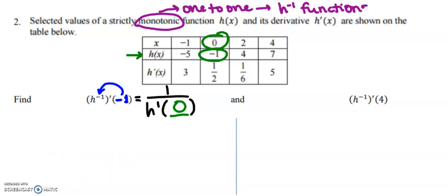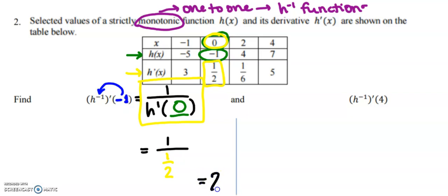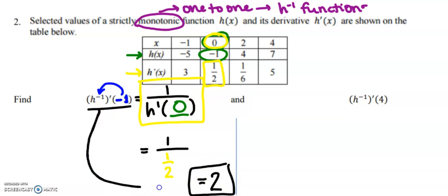I erase it on the smartboard. You don't have to erase your work, obviously. In fact, you shouldn't erase your work on an AP test. From here, then, I can focus in on what does this thing tell me? Well, this thing tells me to take 1 over h prime at 0, which is 1/2, which means that my final answer is equal to 2. So h inverse prime of -1 is equal to 2.